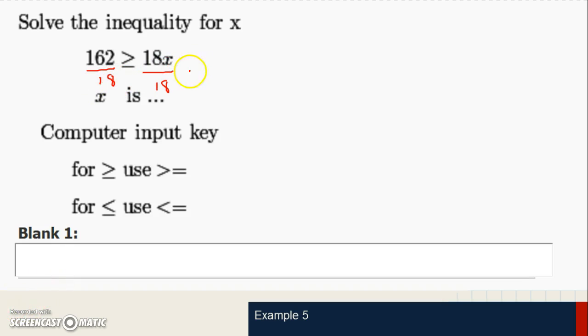162 divided by 18 is 9. So we have 9 is greater than or equal to x. Again, I need x to be on the left-hand side because I want it to say x is less than or equal to 9. 9 is greater up here, 9 is greater down here. Nothing has changed. So x is less than or equal to 9.